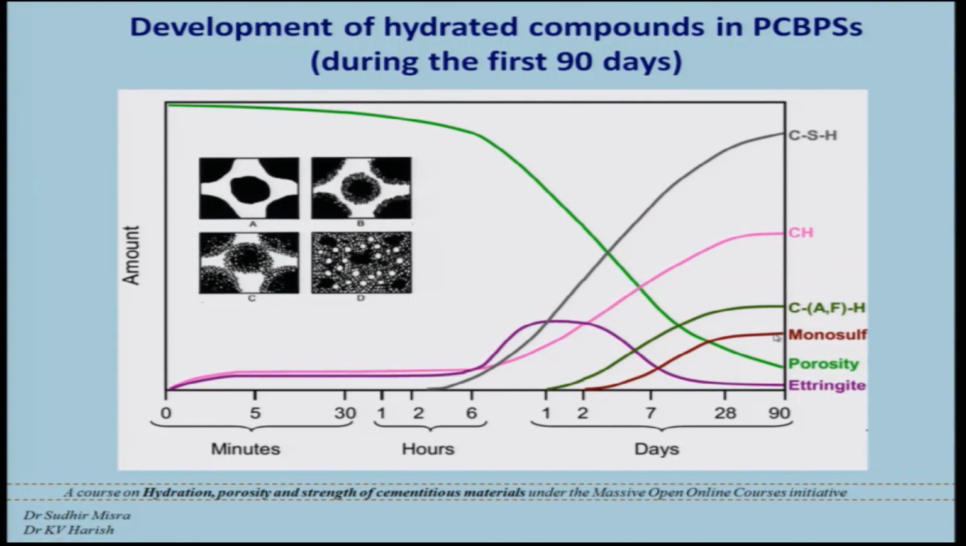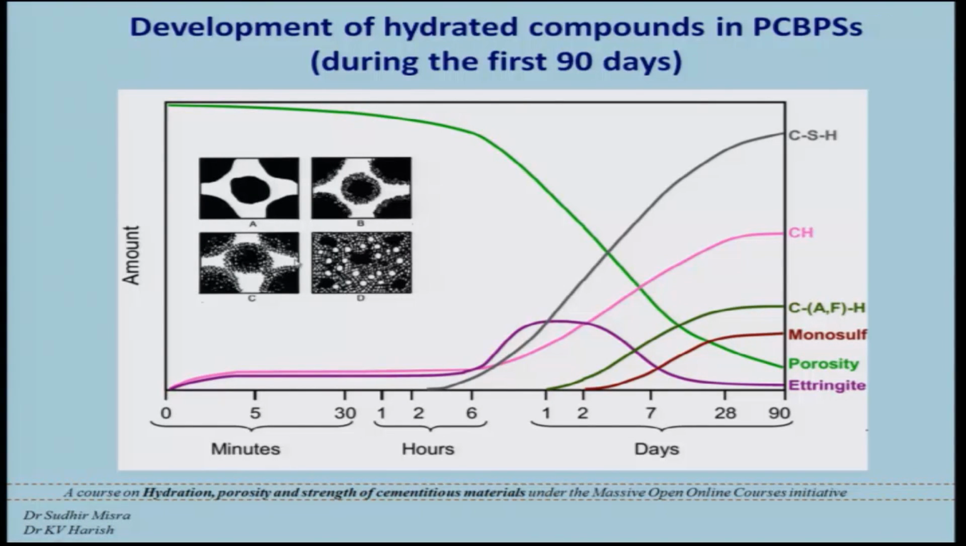Likewise, the monosulfoaluminate will increase. And the other curve which we did not see is the ettringite-like compounds, which are formed because of the hydration of tetracalcium aluminoferrite. So, here what you see is that at about 1 to 2 days, the ettringite-like compound from the hydration of tetracalcium aluminoferrite starts increasing, and slowly it reaches some substantial amount depending upon the percentage of tetracalcium aluminoferrite present in the Portland cement based system.